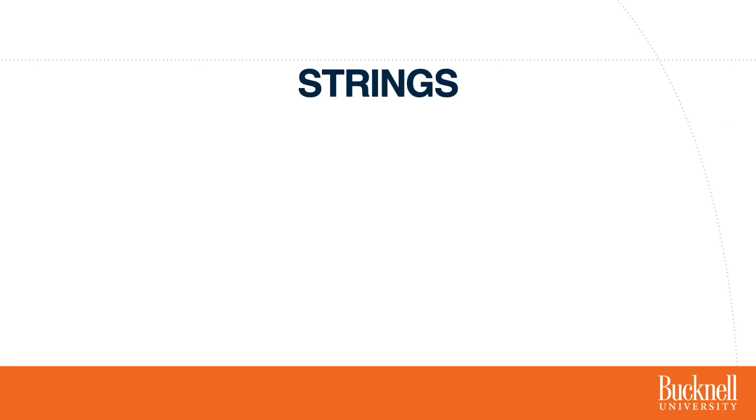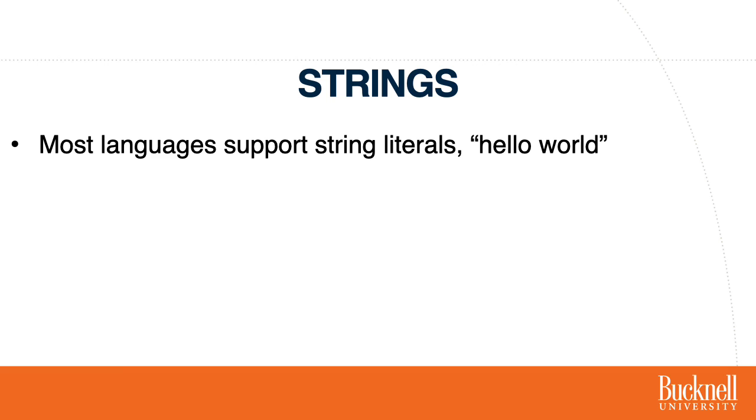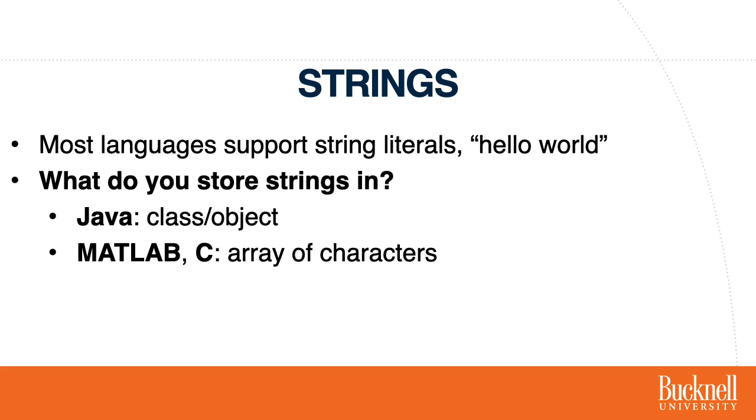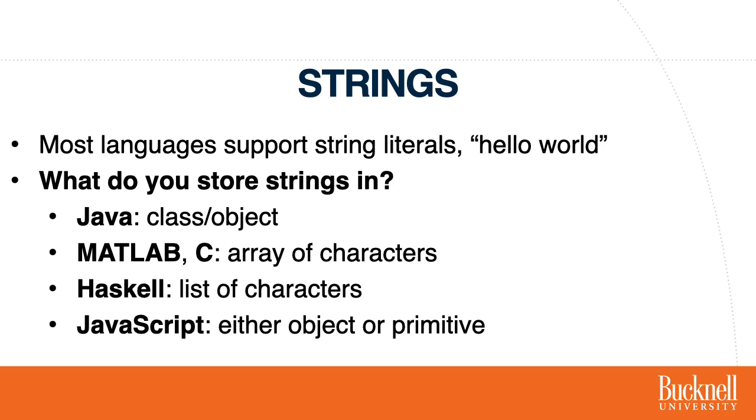So, how do we represent strings? Most languages support string literals, such as "hello world" in quotes. But how is the string stored? This varies widely across languages. In Java, strings are represented as objects. In MATLAB or C, they are arrays of characters. Similarly, in Haskell, they're lists of characters.